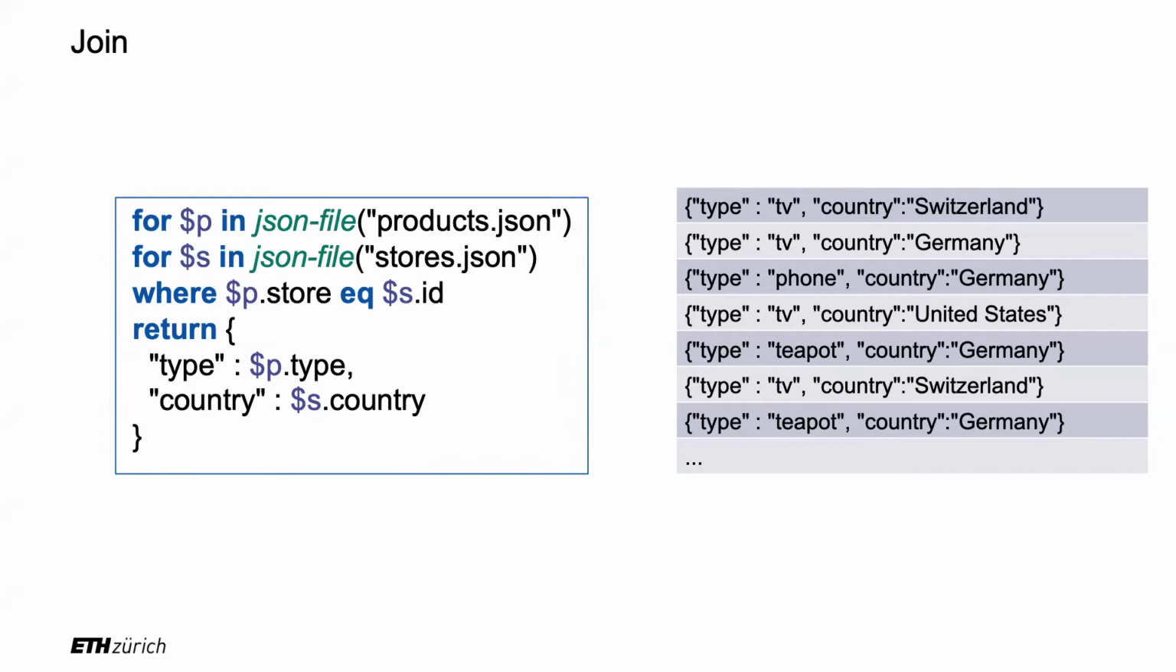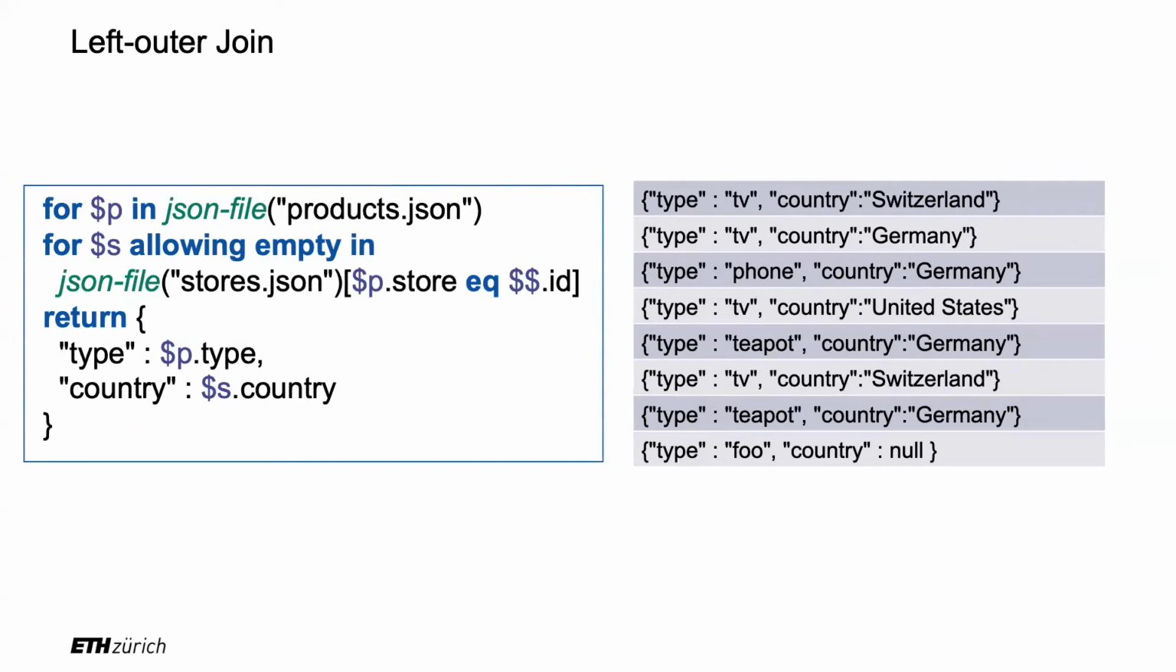I iterate on products and I iterate on stores, and then I filter to make sure that the store of the product matches the ID of the store. Right. And then I have in my output, by the way, that's also a way of projecting, that I have type $P type and country $S country, right? And this is what I get. This here is optimized, meaning that RumbleDB will recognize that this is a join, and it is actually going to execute that as a join on Spark. So you can do that with, let's say, 1 billion products and 1,000 stores, and RumbleDB will efficiently execute that.